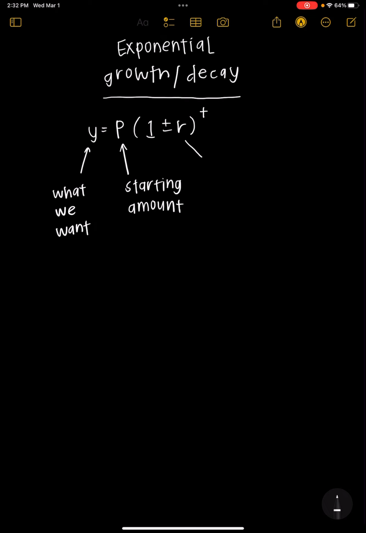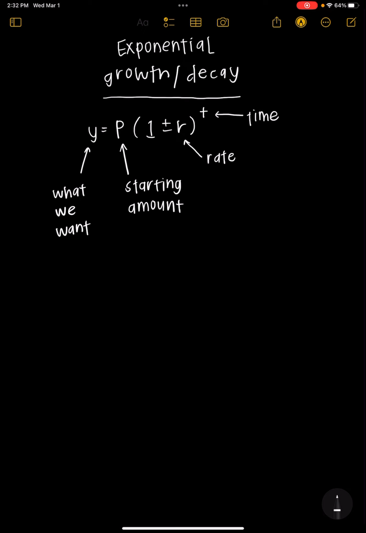And then our R stands for the interest rate or the rate at which it's growing or decaying. And then T stands for time. So the other thing I wanted to tell you is that this equation has a plus or minus. Now, it's not that you have to do it twice. You don't have to do the plus and the minus.